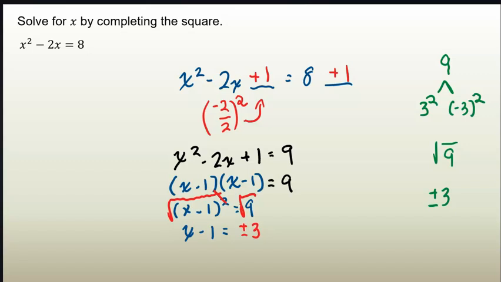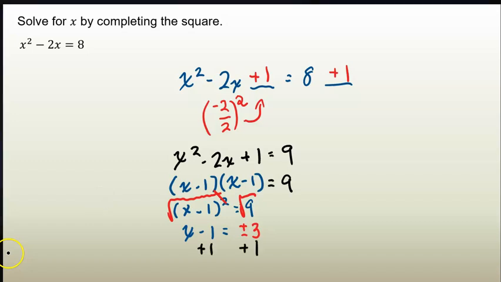All right, let's finish up this problem. So now when I add the 1 to both sides to create 0 on this side, I end up with x equal to 1 plus 3 and x equal to 1 minus 3. And when I get those answers, I get 4, then negative 2, which is the same solutions I had prior.